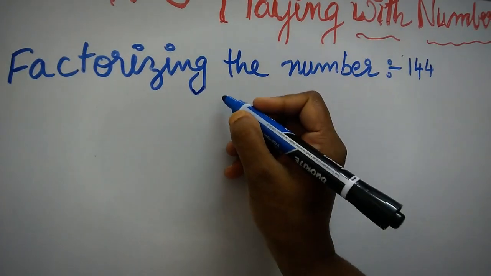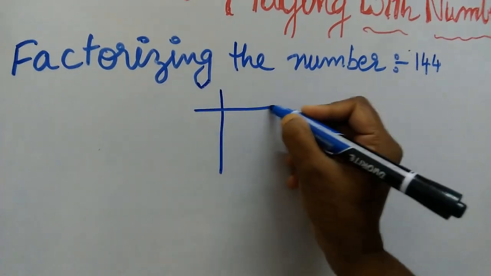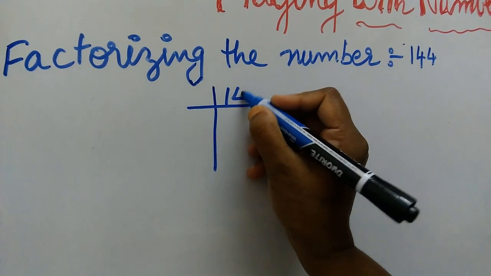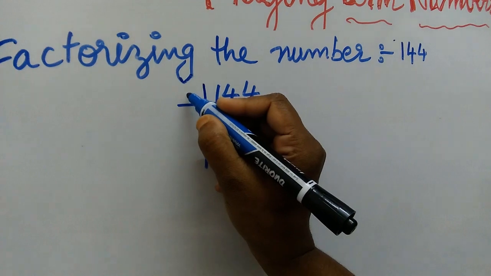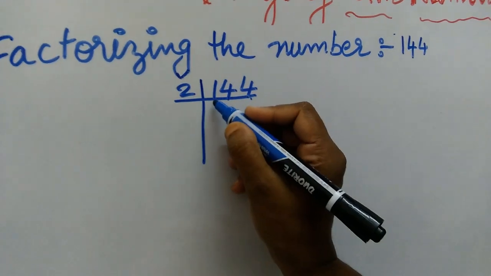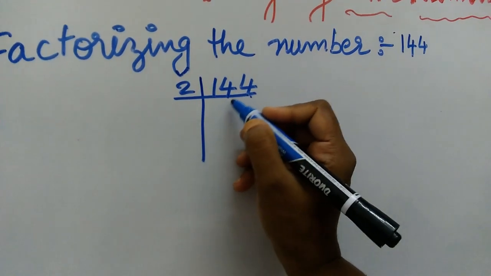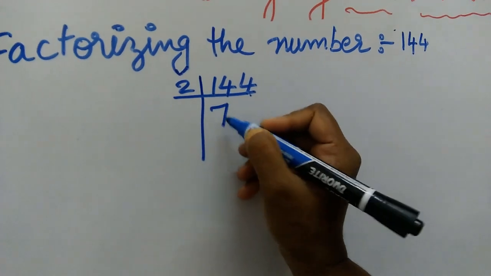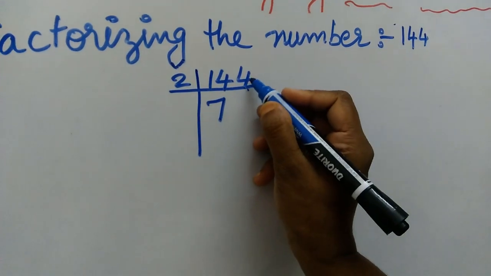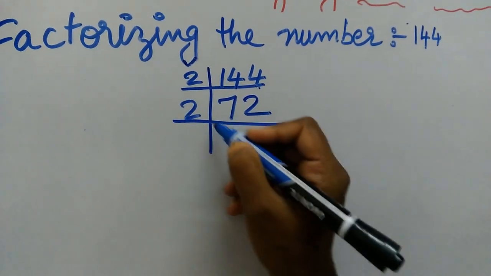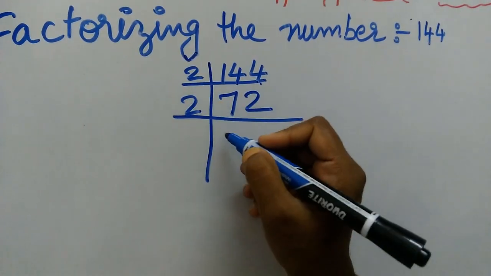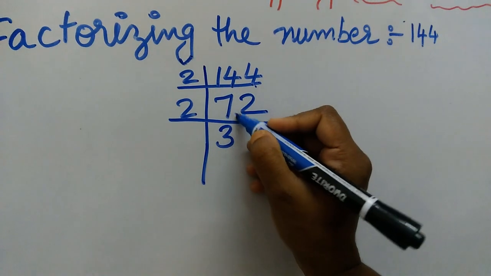Factorizing the number 144. This is a big number, so we can use the division method. The last digit is a multiple of 2, so we can divide. 1 is not divisible, so we take 14 together. 7 times, 7 twos are 14. Then in 4, 2 times. Again it is a multiple of 2, so we divide by 2. 2 threes are 6. The balance will come 1.